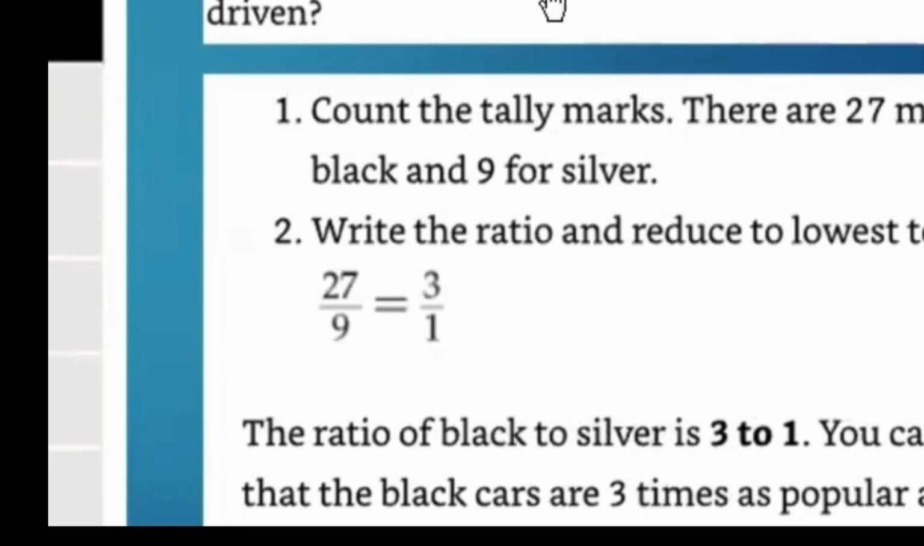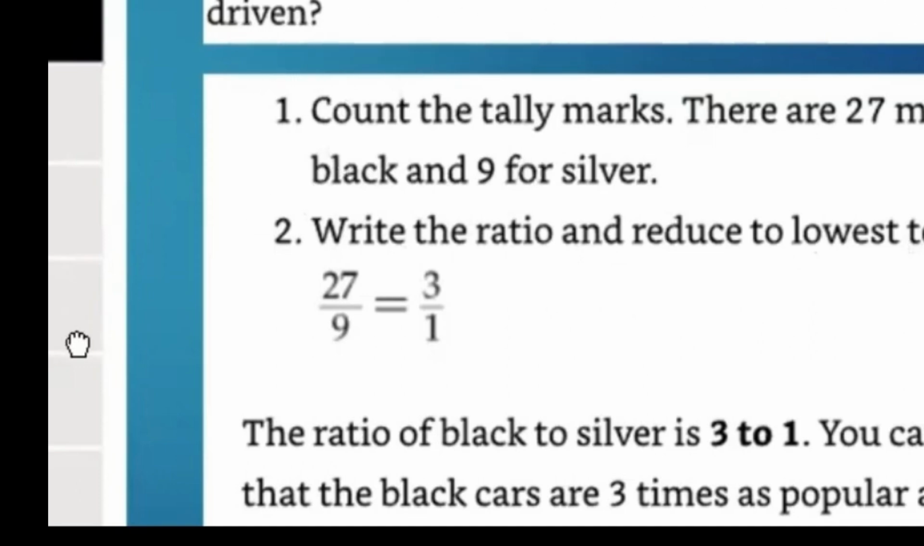And so again, that goes back to paying attention to the order that the information was presented in, because if you had written 9 over 3 and said that your ratio was 1 to 3, then you would be reporting that for every black car, she saw 3 silver cars, which is incorrect. So the correct ratio is that for every 3 black cars that passed by, she saw 1 silver car. And so we've answered our question, what was the ratio of black cars to silver cars?